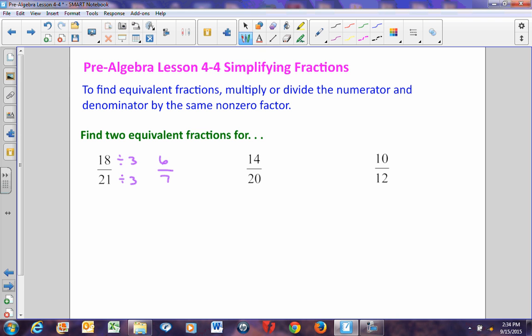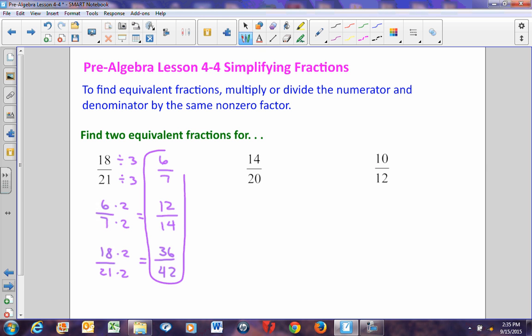Then I can take 6 over 7, and I can multiply both the numerator and the denominator by 2. 6 times 2 is 12. 7 times 2 is 14. Or I could have taken my original problem, 18 over 21, and multiplied each one of those by 2. 18 times 2 is 36. 21 times 2 is 42. All three of these are equivalent fractions. All you have to do is multiply both the numerator and the denominator by the same non-zero number, or divide the numerator and the denominator by the same non-zero number.